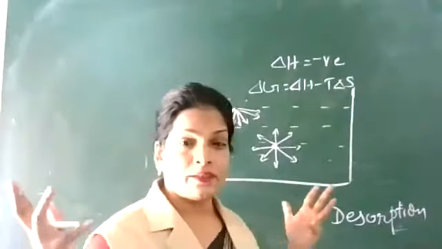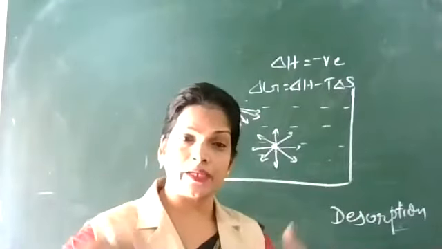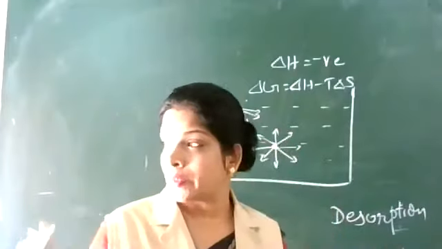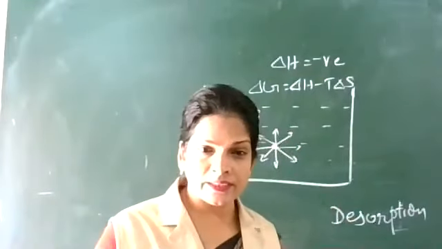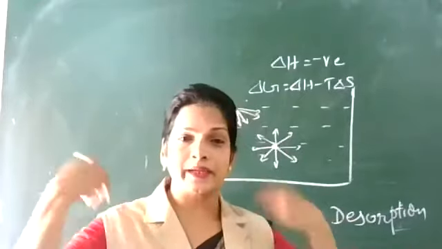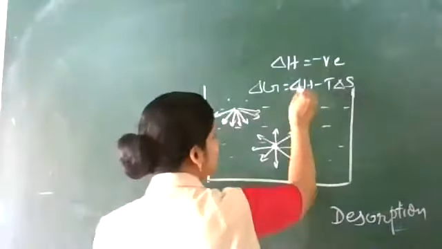Physical adsorption takes place at lower temperature. When the temperature is more, the adsorbed particles get desorbed. That is what happens when we spread the cloth in the sun. As the temperature increases, the adsorbed particles get removed. So delta H is negative here.